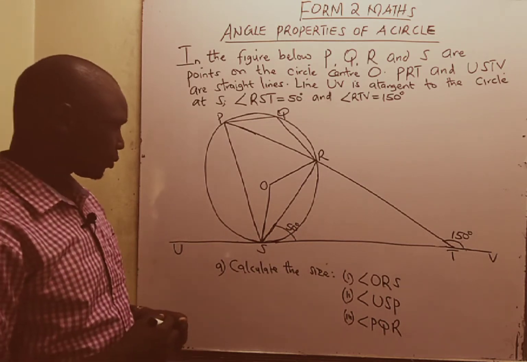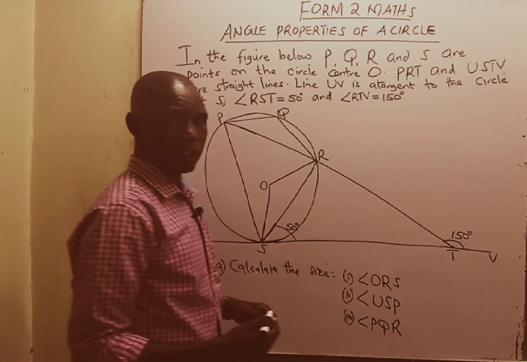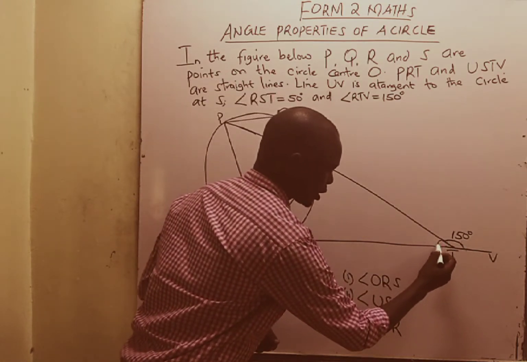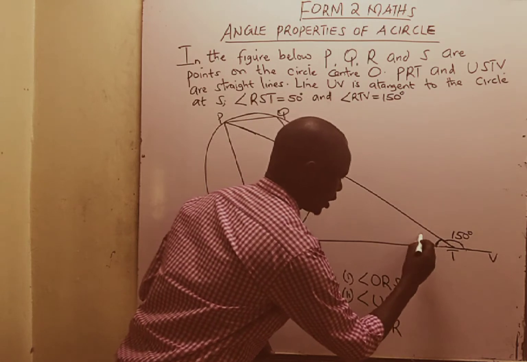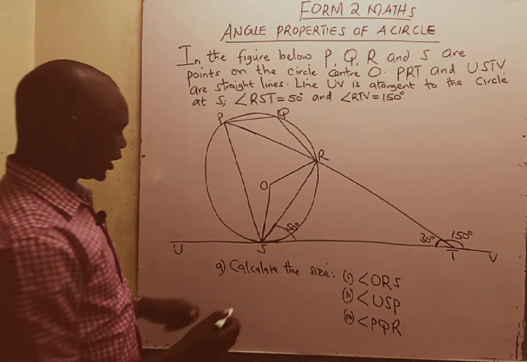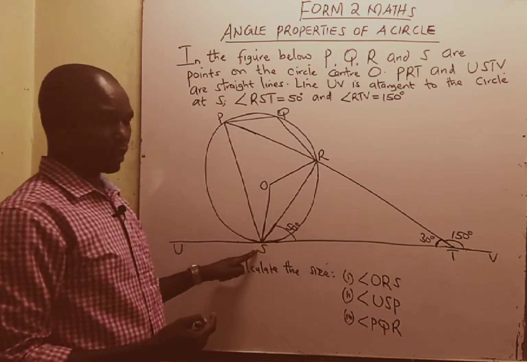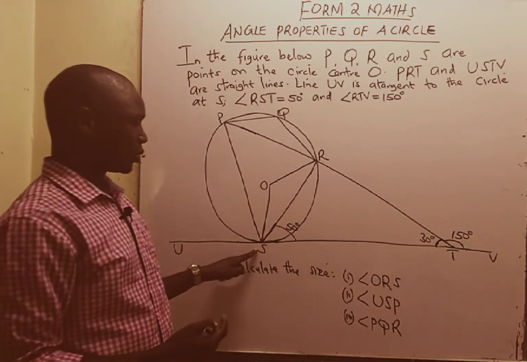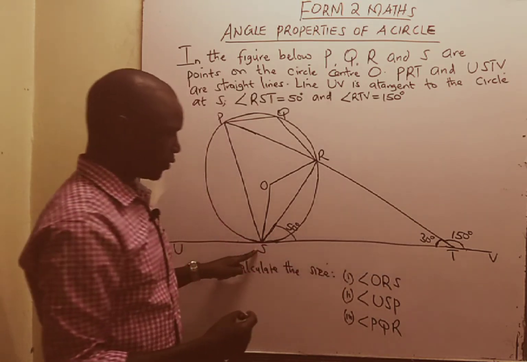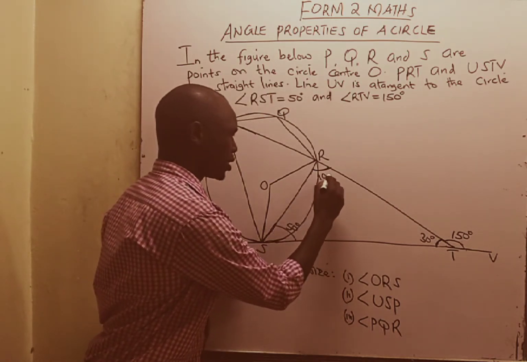This question is very simple if you understand how to apply the principles that govern the angles within a circle. We can begin from any point here. Angles on a straight line add up to 180, and if this is 150, the angle remaining is 30 degrees. RST is a triangle, and the angles of a triangle add up to 180. If this is 50 and this is 30, that gives us 80 degrees. From 180, the angle here is 100 degrees.